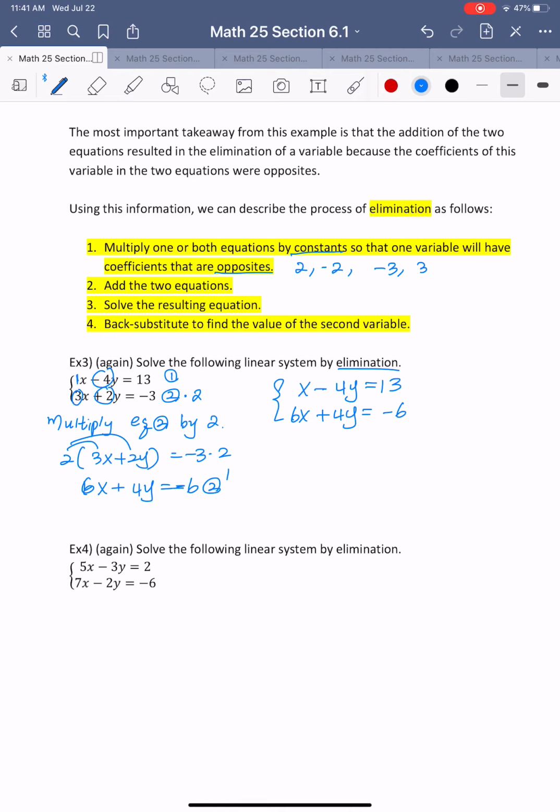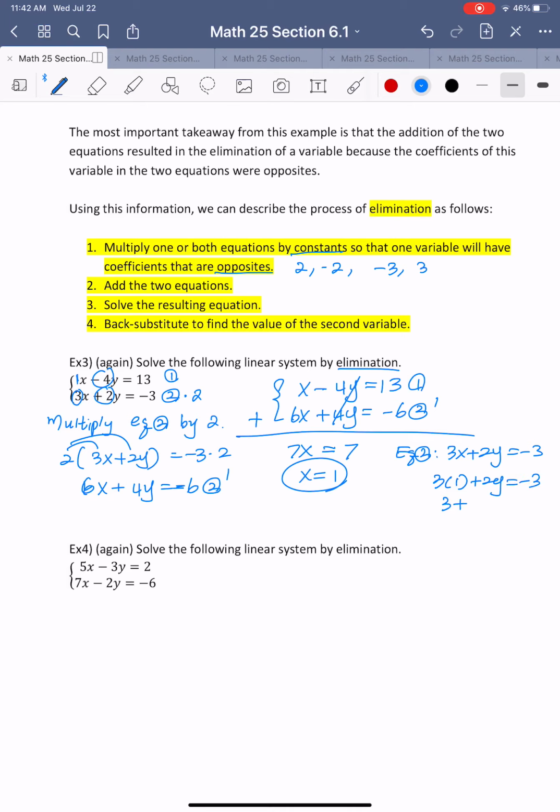So this is 1 and 2 prime, okay? Now I'm going to add them up. So I got 7x, and y cancels. And then I have a 7. So divide by 7, x is 1. Now, in order to find y, you can use any of the equations you want. But I think I'm going to use equation 2 this time, which is 3x plus 2y equal to negative 3. So x is 1, so 3 times 1, and then 3 plus 2y. Subtract 3 from both sides, 2y is negative 6. Divided by 2, y is negative 3. So the solution is 1 and negative 3.